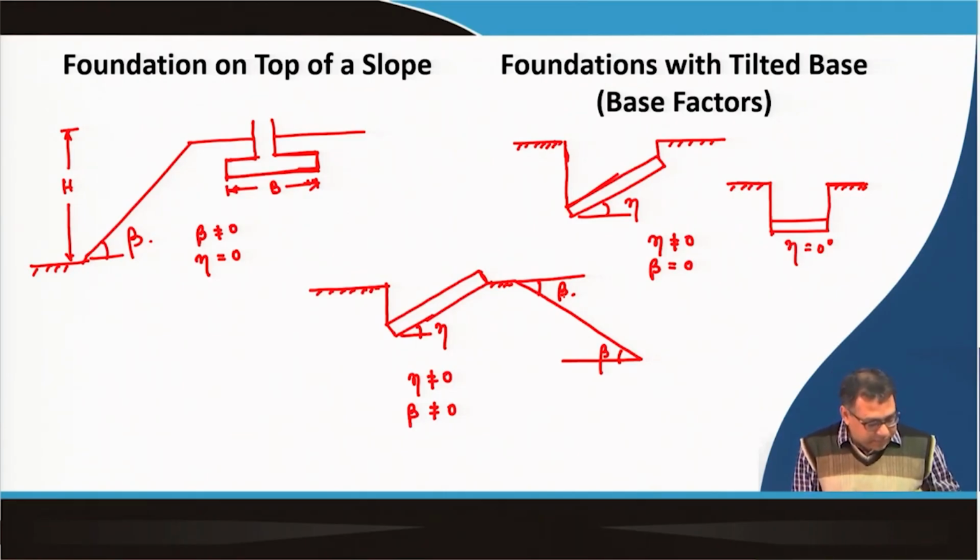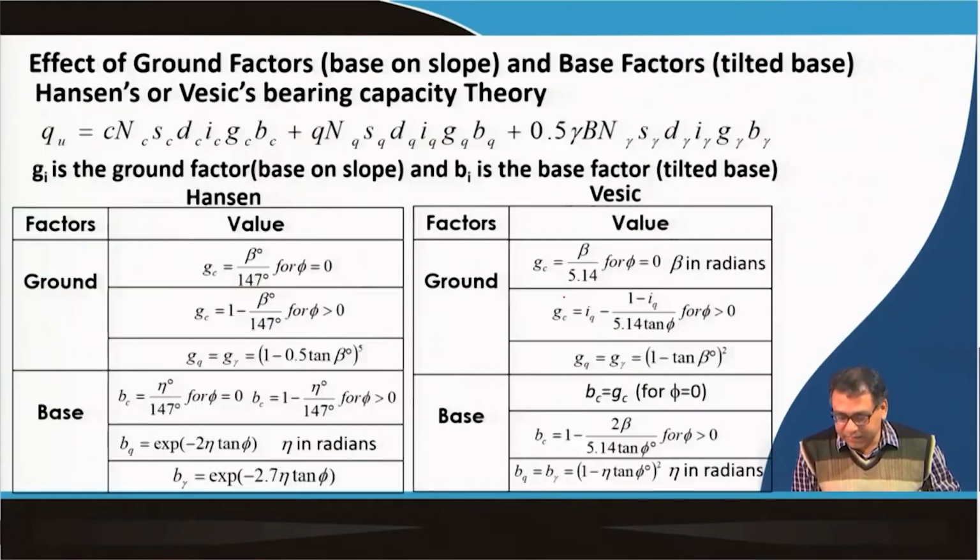Now if the foundation is on the slope and the foundation has a tilted base, then Basic and Hansen have suggested the factors. As I mentioned, originally we know that there are three correction factors: shape factor, depth factor, and inclination factor. But I have discussed one more factor, that is the compressibility factor. Now, two more factors are introduced by Basic and Hansen, that is the G and the B.